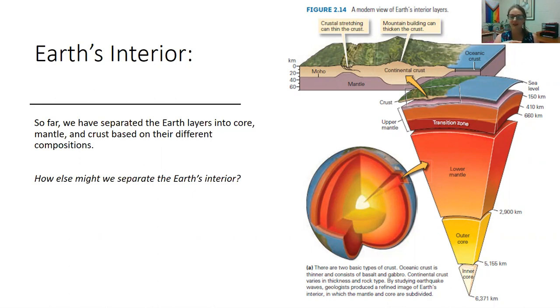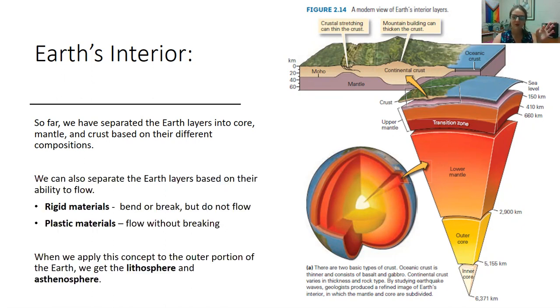But there's another way that I think is even more useful and more important. And the way that we divide Earth, regardless of composition, right? Kind of forget what the different layers are made out of, and instead, think about how that material can flow.